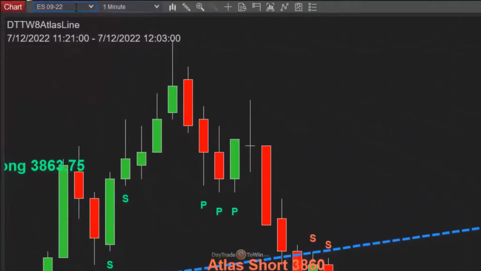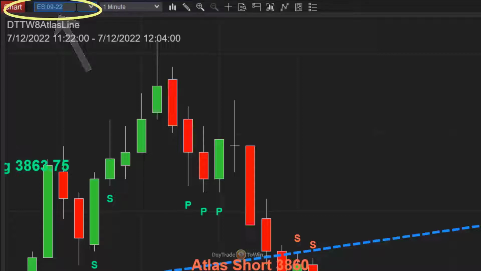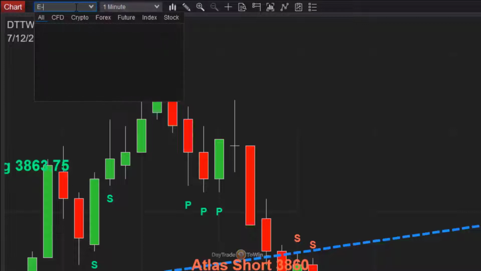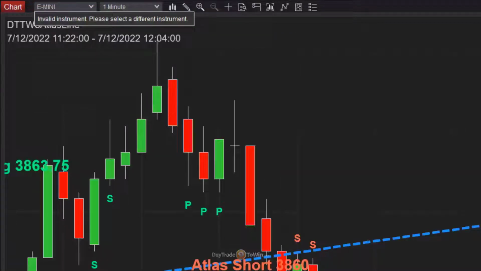You'll notice that it says ES 0922. That means E-mini S&P 500 0922. And if you're ever in doubt of the market, or you want to look up the abbreviation for a market or an instrument, as they're called in this platform, delete what's there and then type in what you want. So if we type in E-mini, you will see that E-mini S&P 500 futures is abbreviated as ES, which brings us to another point.